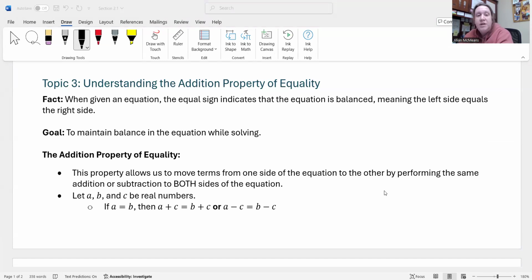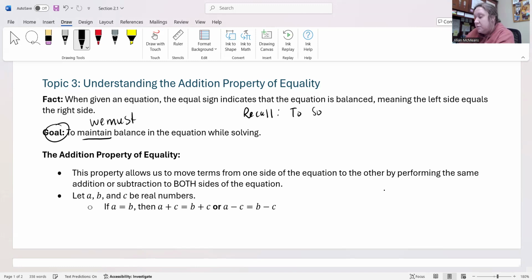In fact, when given an equation, the equal sign indicates that the equation is balanced, meaning the left side equals the right side. As we go through the solving process, we have to maintain this balance. So this is our goal: we must maintain balance in the equation while solving. And remember, to solve, we undo what has happened to the variable.